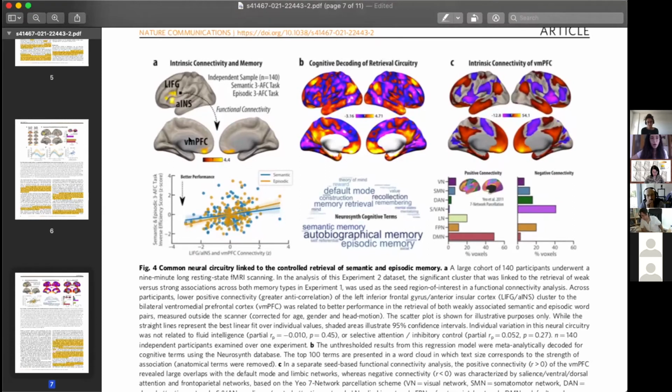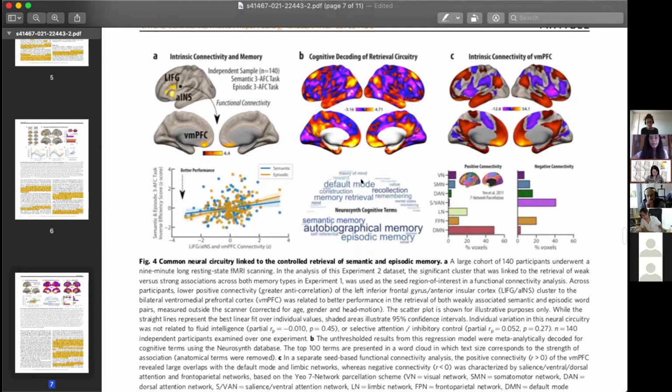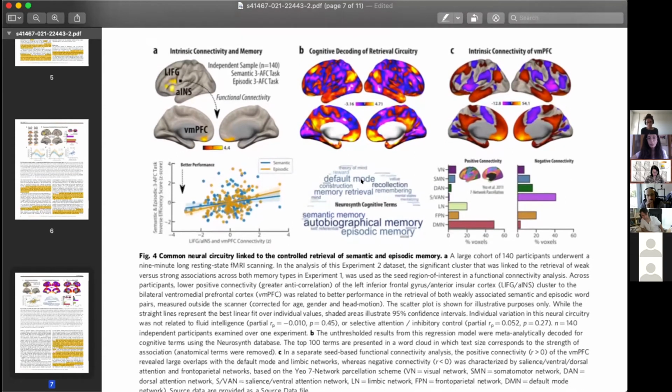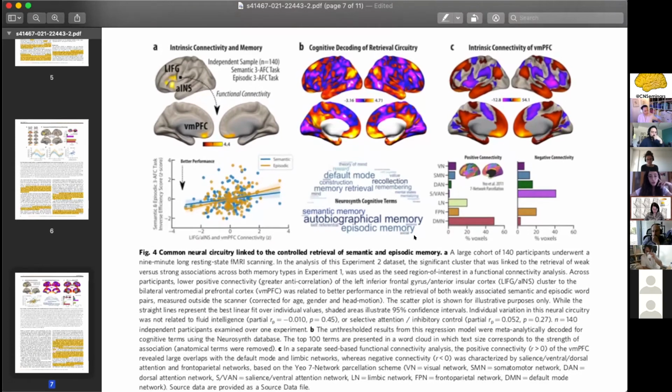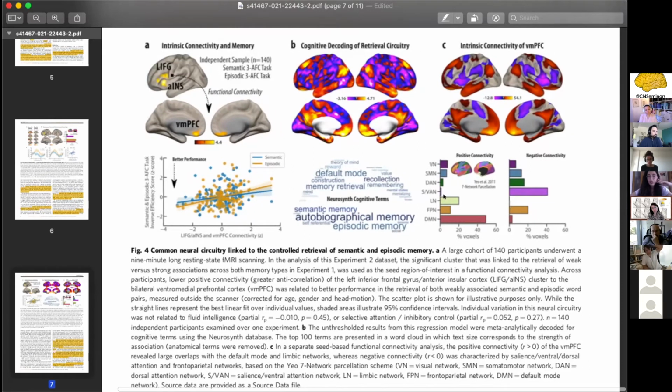They took the maps of this low positive connectivity and fed it to Neurosynth to see which cognitive functions this connectivity corresponds to or is involved in. The results show that this connectivity is related to what is engaged during autobiographical memory, semantic and episodic memory, the default mode, memory retrieval, and also more social abilities such as theory of mind, mentalization, and others. They selected the first 100 results.